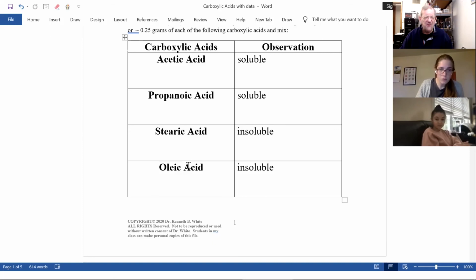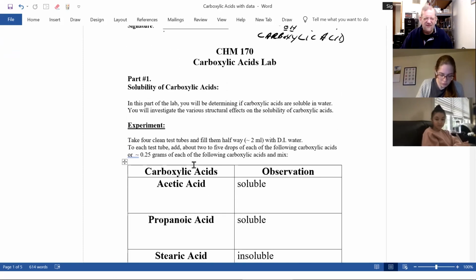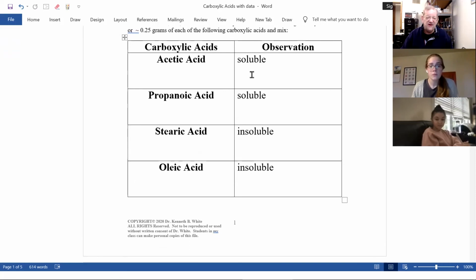Nah. Anyways, that's part 1, determining the solubility of carboxylic acids and what factor affects the solubility. And if you notice, I give you the data because we're not in a lab.